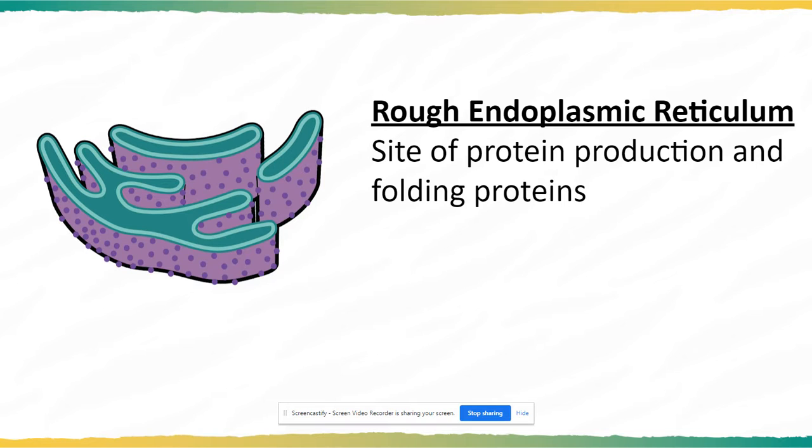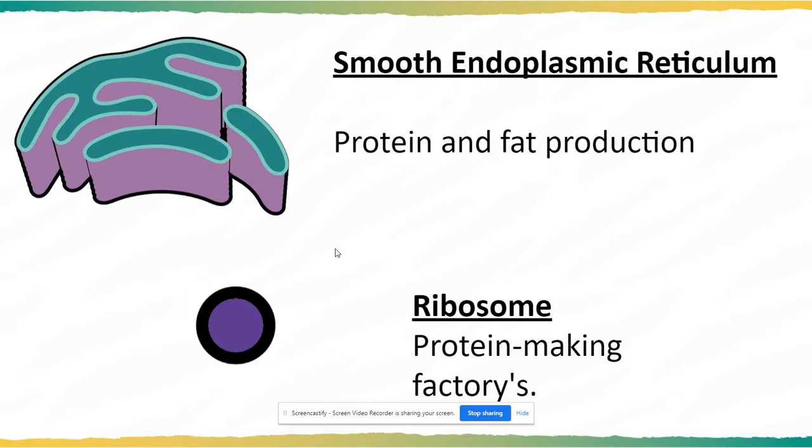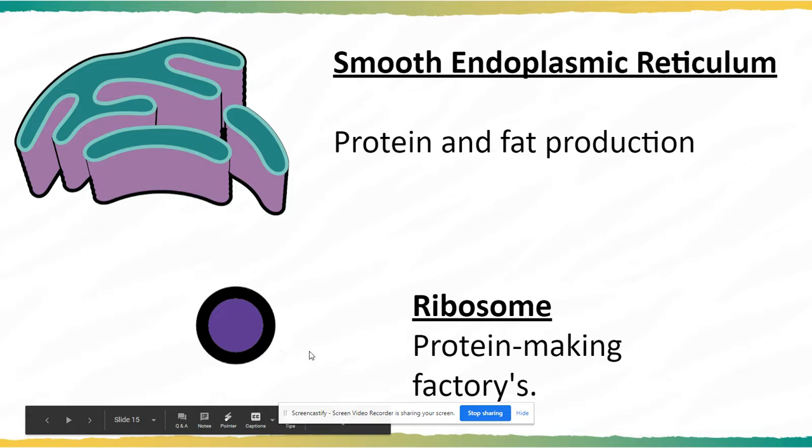Cells, both animal and plant cells, also have a rough endoplasmic reticulum, which is the site of protein production and folding proteins. They also have a smooth endoplasmic reticulum. If you notice, it's different from the rough one in that it doesn't have those outer ridges, and the protein and fat production takes place here. Animal and plant cells also have ribosomes, and this is the protein making factory.